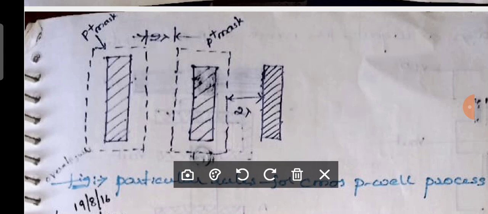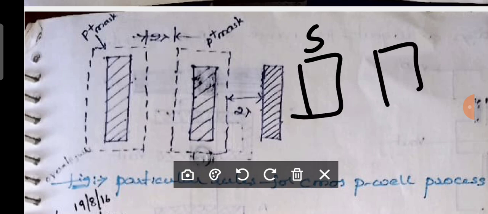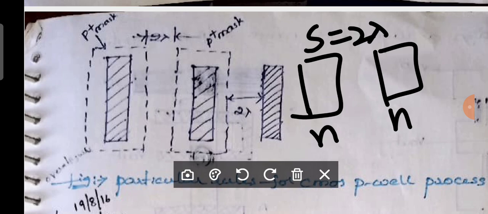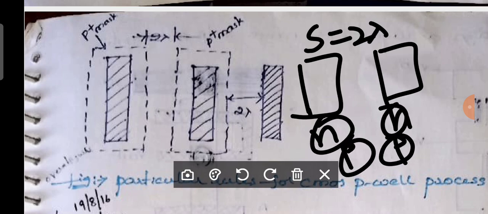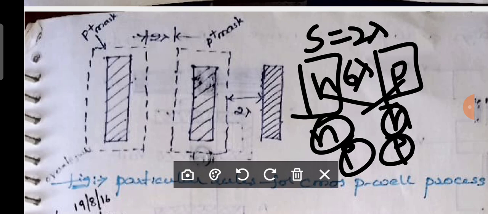After that, when S is there, if you remember S, it is very easy for you. If 2 wells are there, let us consider it is n well, what is the minimum separation between these two? 2 lambda. Why? Because they are same potential, either p well or n well. If let us consider one is n well, another one is p well, that means you are having a different potential. What is the minimum separation? 6 lambda. Okay, and one more thing, the separation between well and any diffusion.